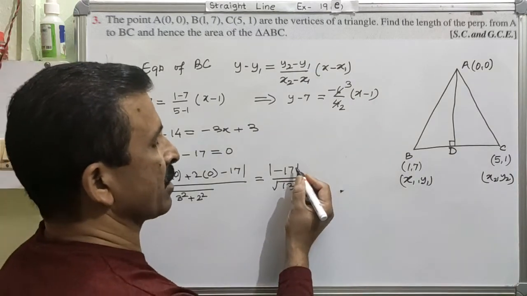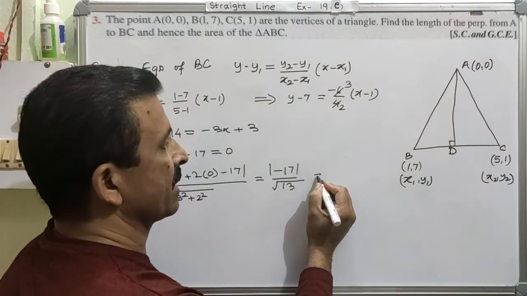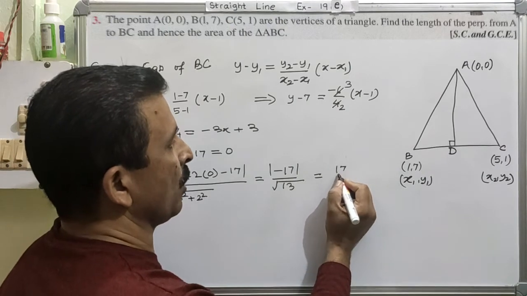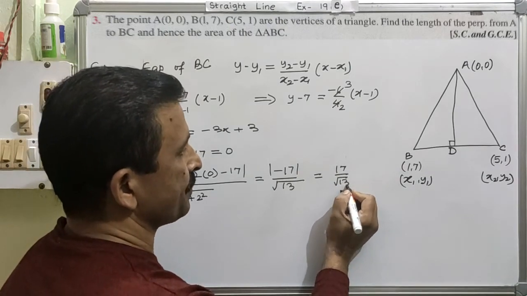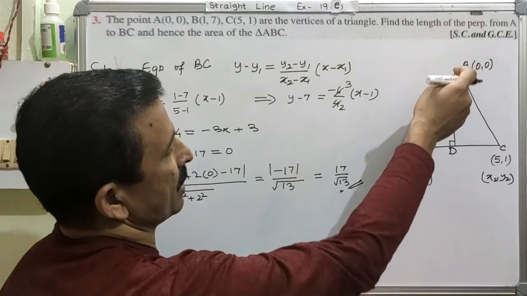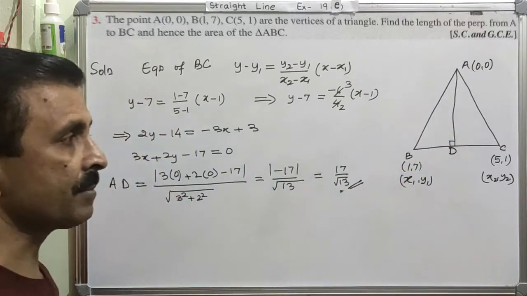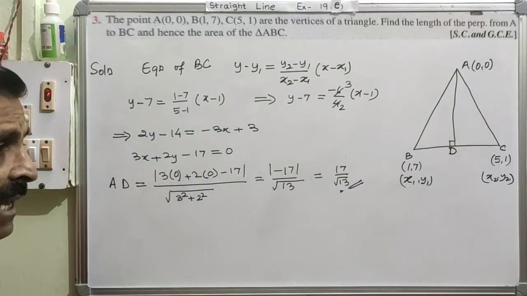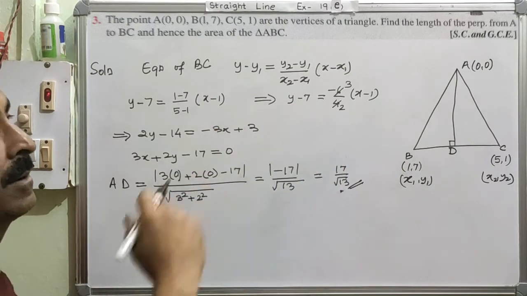Now you can remove this absolute value, saying the number will come out signless. So it becomes 17 over root 13. So this becomes your perpendicular distance AD. Alright. Now the next part of this question is to find the area.